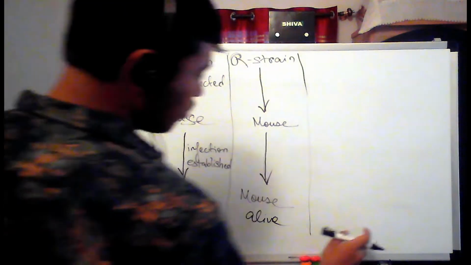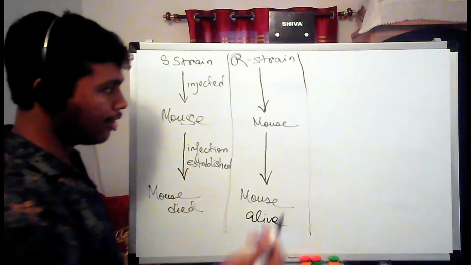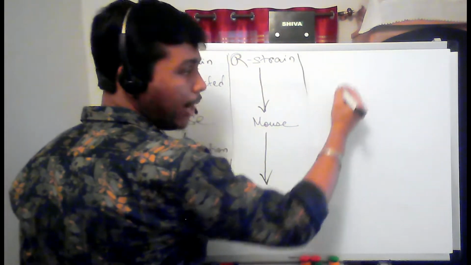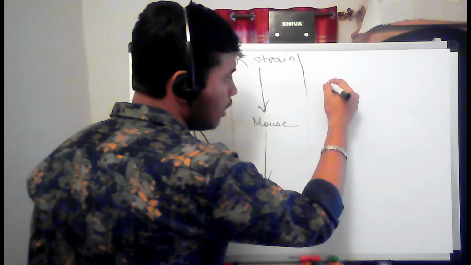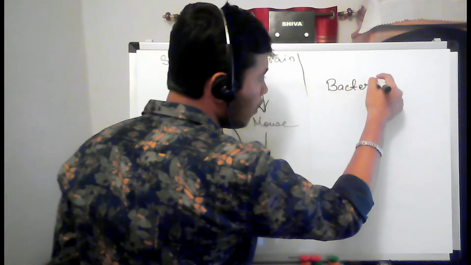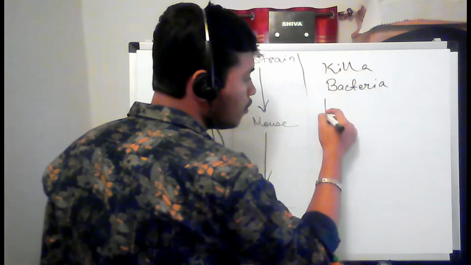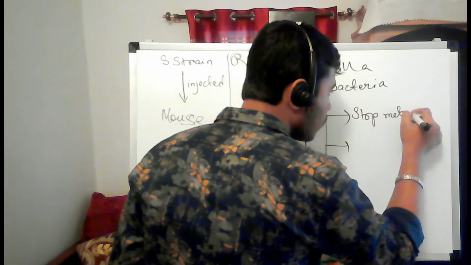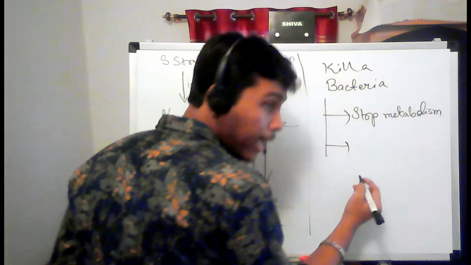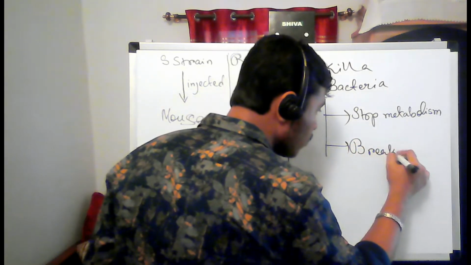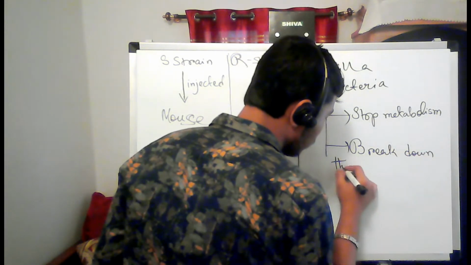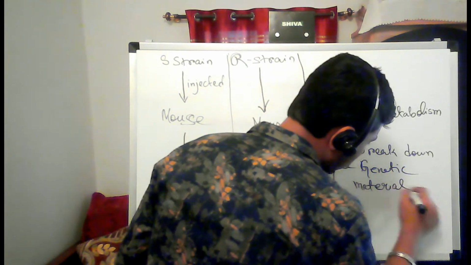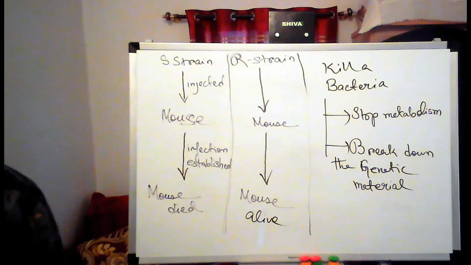So guys, I had paused the video once. I just refilled the marker and erased this slide because I had to explain something. Now, heat killing a bacteria. If a bacteria is present and you heat kill it. To kill a bacteria, you need to do 2 things. Stop the metabolism, then break down the genetic material. Okay, there are 2 things to kill a bacteria, not 2 ways.